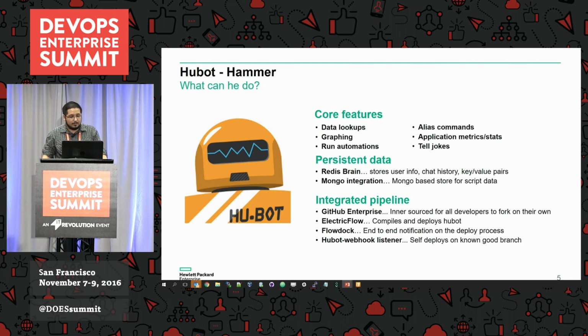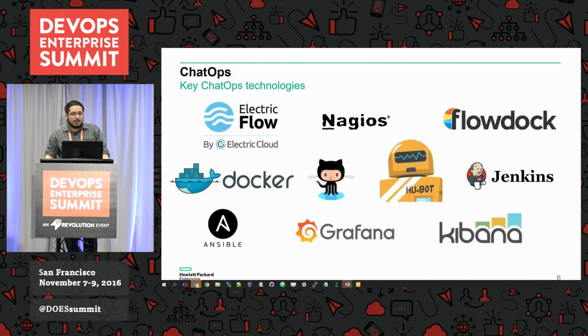It's another setup. We've deployed our Hubot in a pretty well-working integrated pipeline. We're using GitHub Enterprise to store source code, ElectricFlow to deploy the actual bot. Flowdoc is one of the chat tools that we're using to implement ChatOps like that. And Hubot Webhook Listener, it's another component. Key technologies that we're using, ElectricFlow, like I mentioned, Nagios, Flowdoc, Grafana as a backend, Kibana for log processing as well.